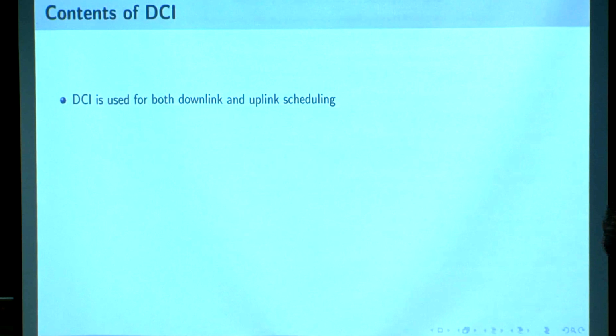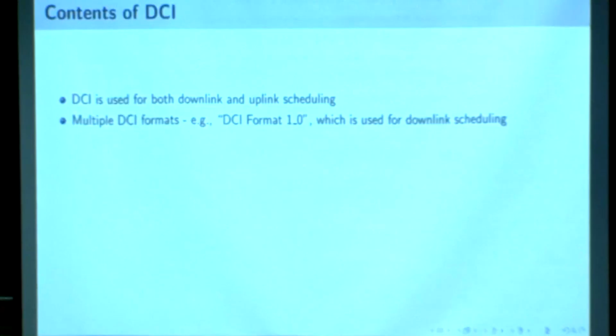So DCI has two jobs. One is to help the user in decoding the downlink data, and the other job is to schedule the user in the uplink also. Because who is scheduling? The UE cannot transmit data on its own. What MCS the UE should use, and where it should transmit its data in this two-dimensional grid, the base station decides that. And how does it send it? Through DCI.